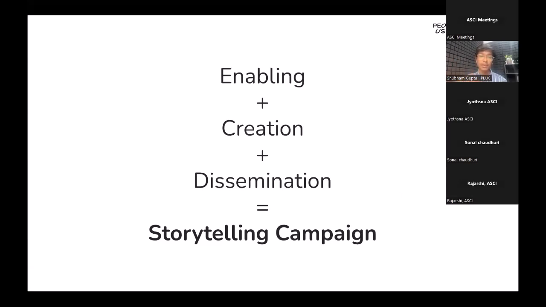Let me give you an example. During 2017, we went to a waste picker community, and we trained them on how they can tell their stories. A lot of people made fun of us. Okay, why are you doing this? Why are we telling stories? They will not be able to tell their stories. But something magical happened.